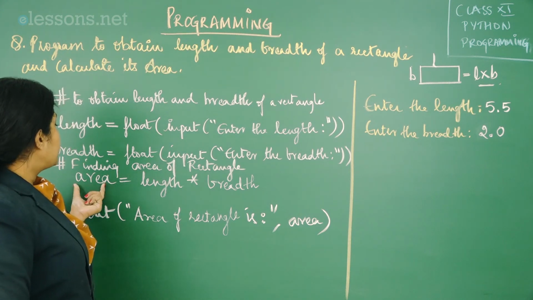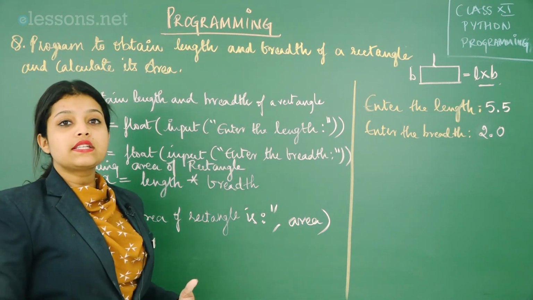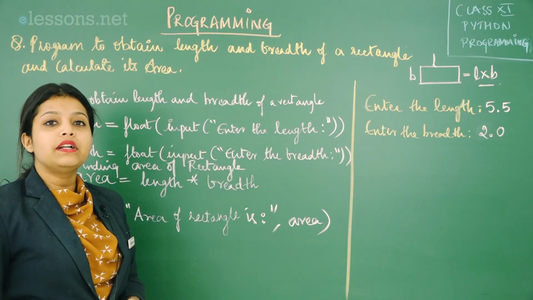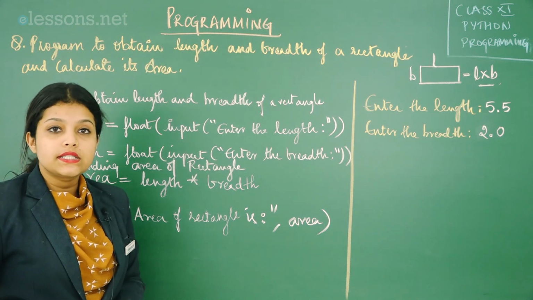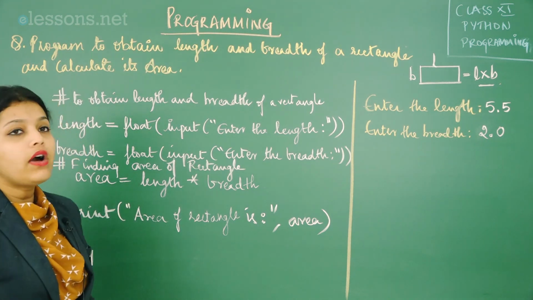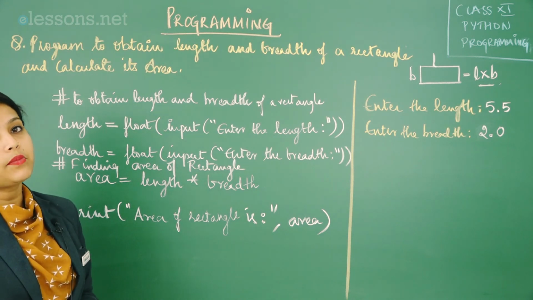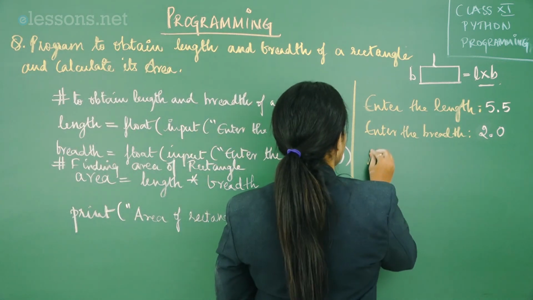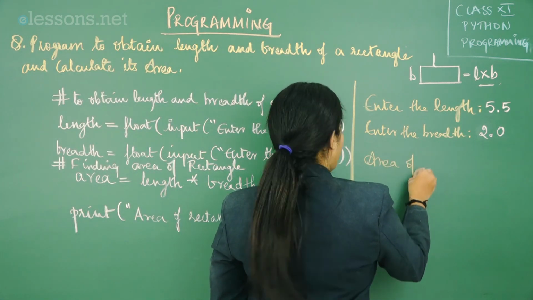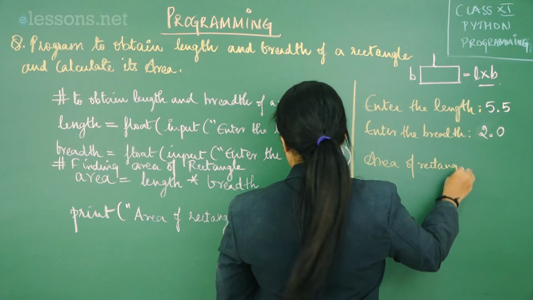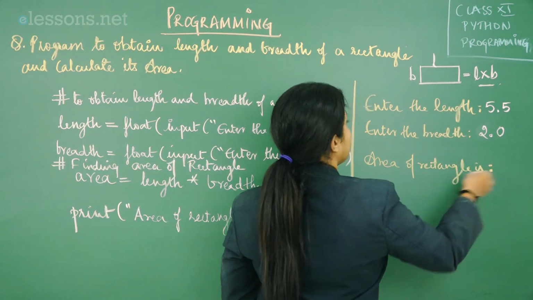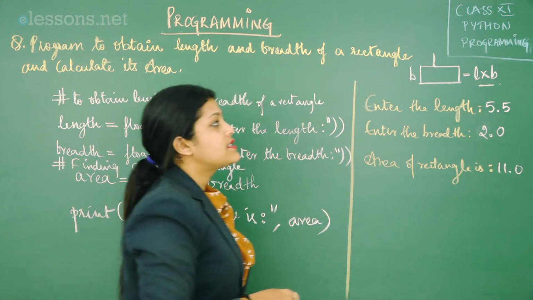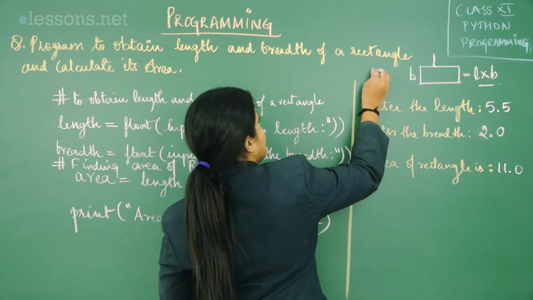Correct? The next one, area is equal to length into breadth. So this is internal computation. So length will be multiplied with breadth. So 5.5 will be multiplied with 2.0. Okay. And that will give how much? That is nothing but 11.0. Correct. So when I print the area, it is going to give area of rectangle is, and I'll obtain the answer as 11.0. So this is what will be there at the output end.